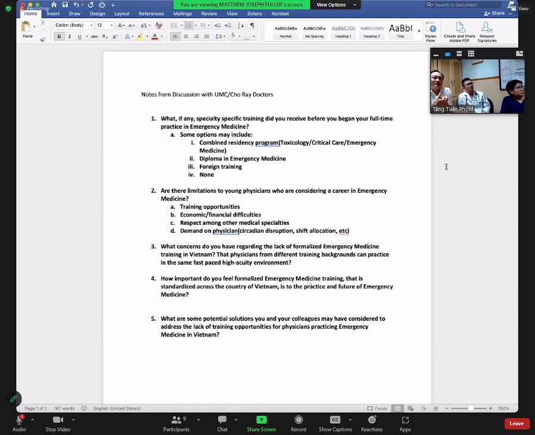And the second reason is the recent economic and financial poverty. So it's low income, hard work, so we cannot keep the doctor in the emergency department to continue to develop. This is the difficulty in Cho Ray hospital. They cannot keep the doctor in the emergency department.